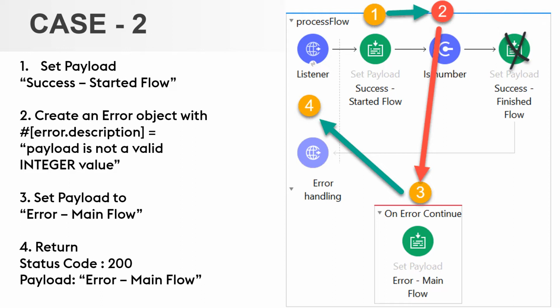Now let's see case number 2. Here again we have exactly the same main flow, but instead of on error propagate, here we have on error continue. So the listener will receive the request.